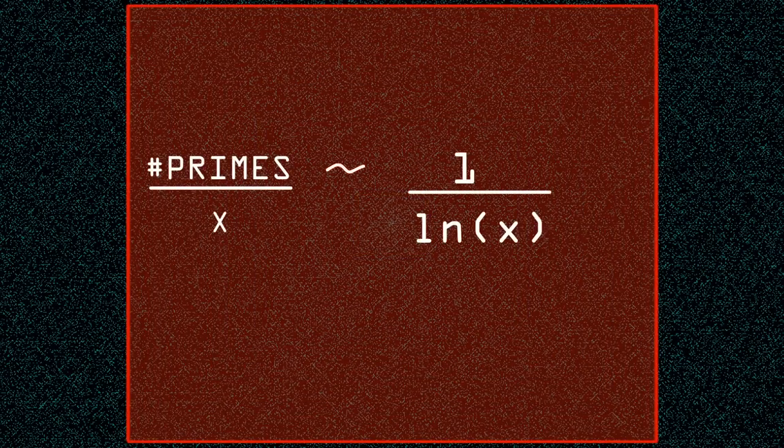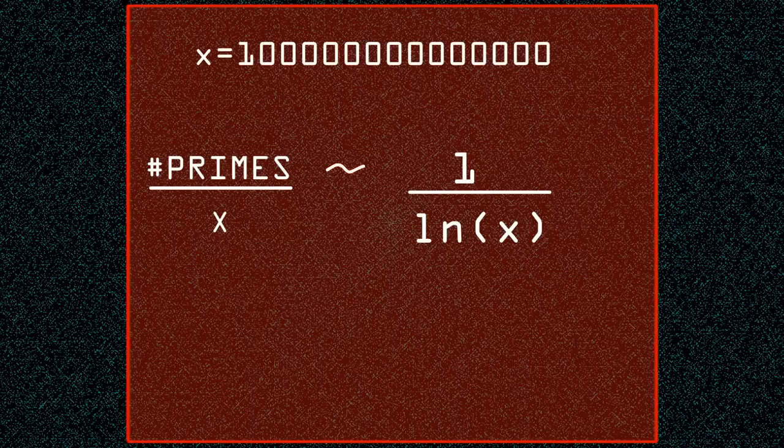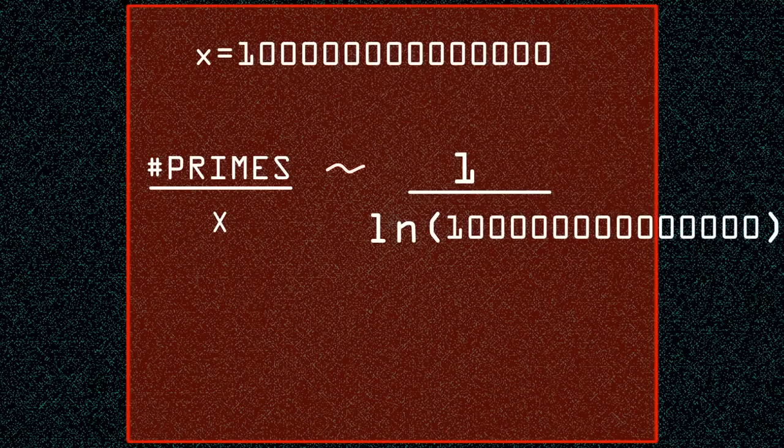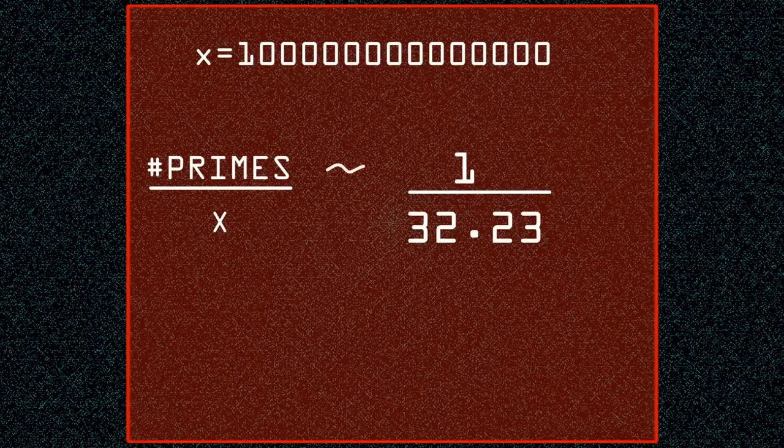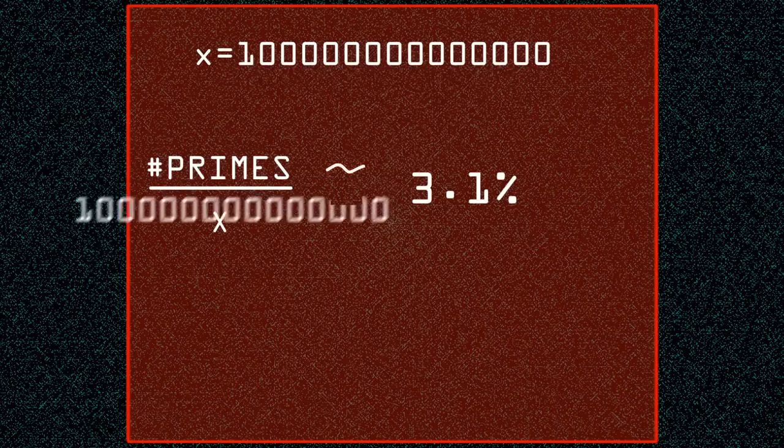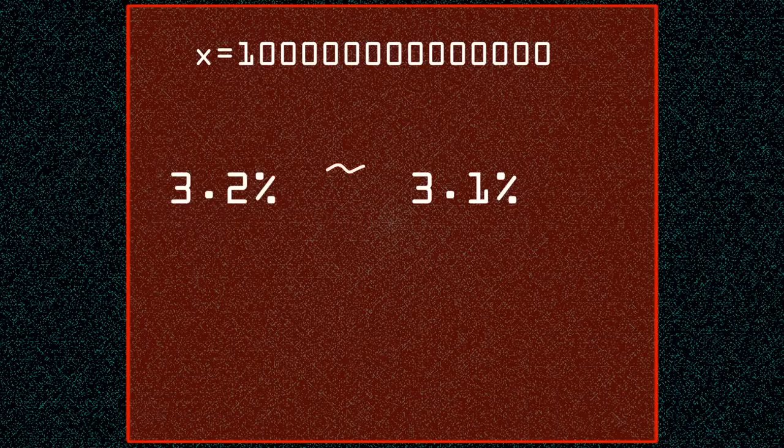So let's say you need to know the density of primes between 1 and 100 trillion. Simple. 1 divided by ln of 100 trillion equals 3.1%. Compare this to the actual result from counting all primes, which is 3.2%. This is off by 0.1%, and as we check larger and larger numbers, the difference approaches 0.